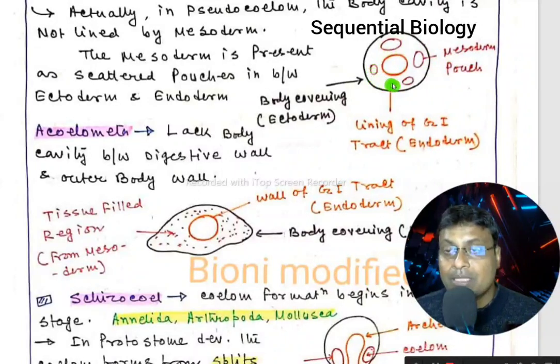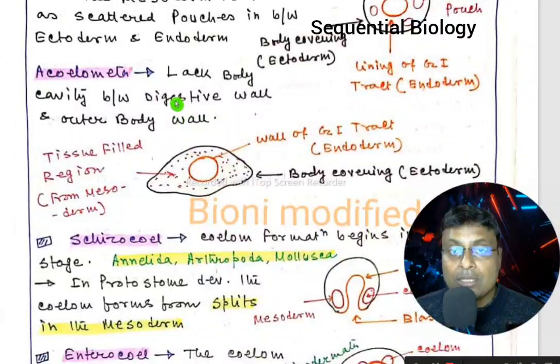If we look more precisely at the structure of a pseudocoelom, we can see different mesoderm pouches. These are the lining of the GI tract, or the endoderm, and this is the body wall, and in between the body wall and the gut wall you can see different pouch-like structures. These are derived from the mesoderm, the split structures. Actually this is a pseudocoelom. Now, who are acoelomata? Acoelomata lack a body cavity between the digestive wall and the outer body wall.